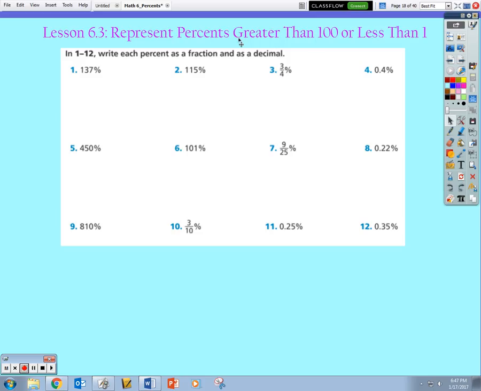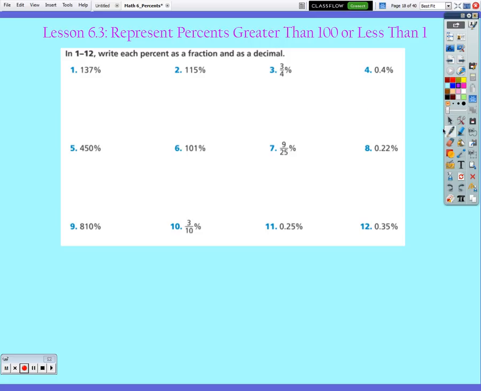So we want to represent percents greater than 100 or less than 1. Up to this point, we've been dealing with percents that are obviously less than 100 but greater than 1. So we want to take a look at some problems here and see what we can do. It says, write each percent as a fraction and as a decimal. So we have to do two things here.